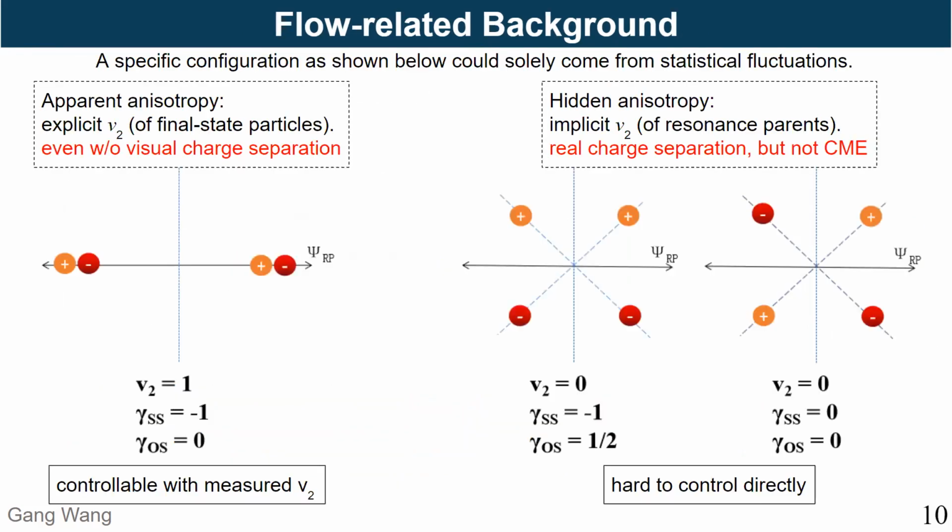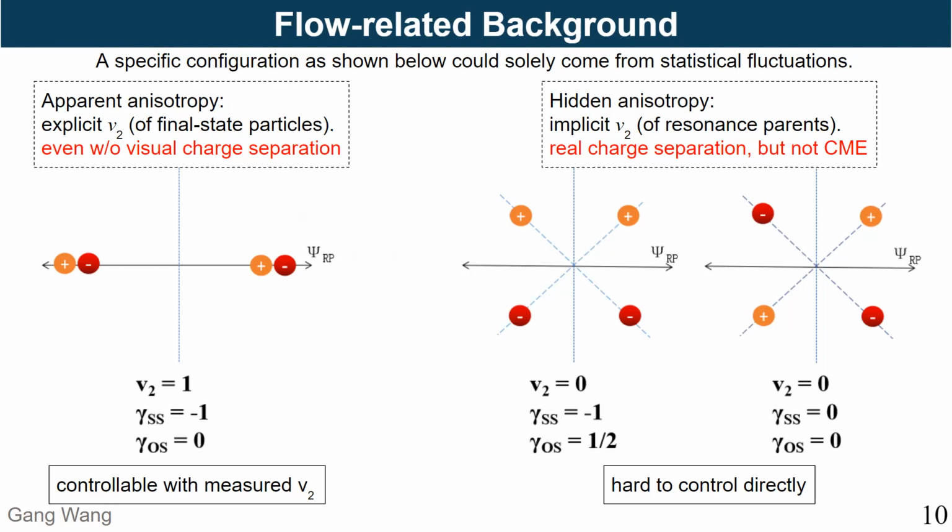The flow-related background is harder to remove. Let me give you one example to explain why flow can give you background in the CME. This is a very simple example. In one event, you only have 4 particles. A positive and a negative particle go in the x direction, and another positive and negative charge go backward. In this case, apparently there is no charge separation. They are all sticking together. But you have a large V1, and V2 is 1. Based on this combination, if you calculate the opposite-sign gamma, you get -1, and the same-sign is 0.